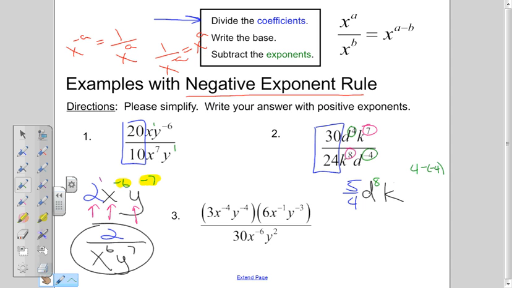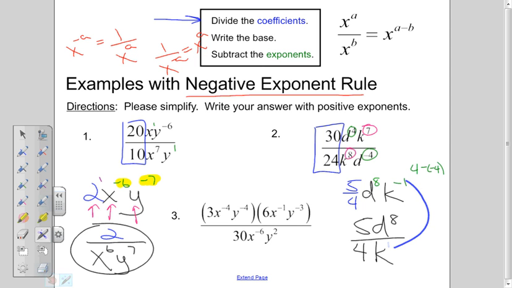And then I look and say, okay, I've got a base here that has a negative exponent, and that's k. So now when you go to flip the k to the denominator, it's just kind of a reading thing. You have to realize, well, I already have a 4 in the denominator. So the 5 will stay in the numerator, and so will the d to the 8th. So I write 5d to the 8th. My 4 is already in the denominator, and I'm moving a factor of k to the bottom and changing its exponent to 1 from negative 1.